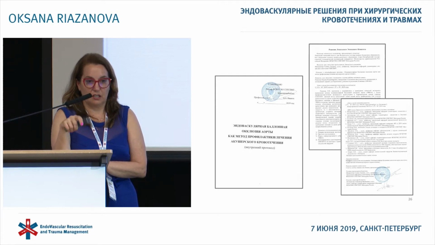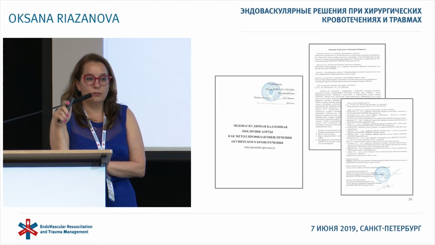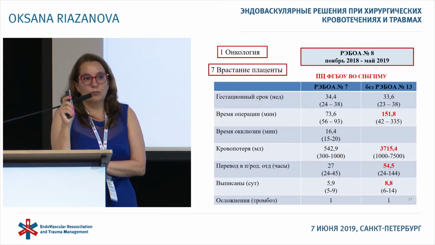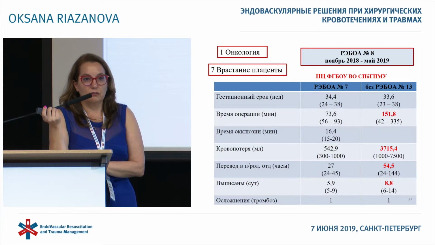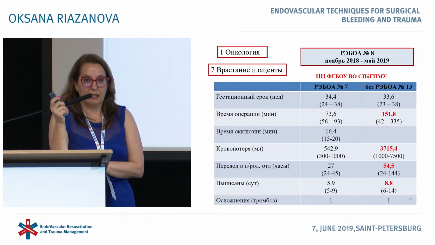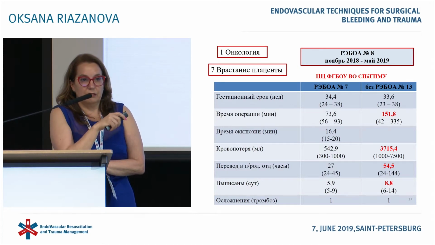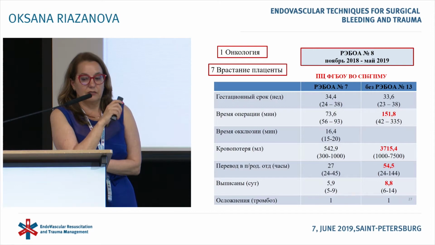Yesterday, we finally approved our internal clinical guidelines. We got the approval of the local ethical committee, so now we can really conduct these manipulations fully fledged. Since November 2018 till now, we had 8 interventions with RIBOA. One was with oncology as a comorbidity.